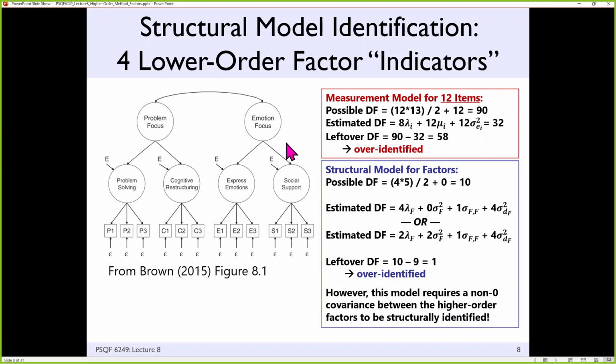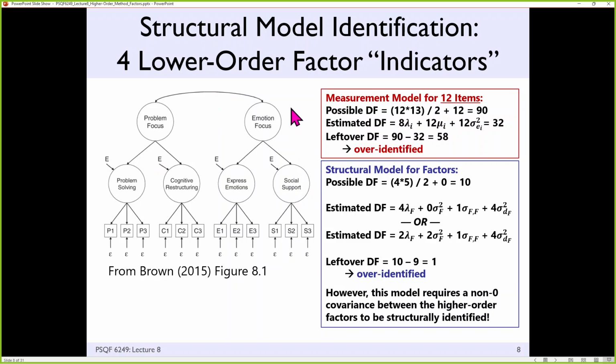Here's an example of multiple higher order factors. This is slide 8 from your textbook. So in this example, we have 4 lower order factors, 2 higher order factors. Each of the lower order factors is under-identified, but it becomes over-identified as a whole so long as this covariance between the 2 higher order factors is not 0. So it's the exact same concept as when you have 2 and 2 for your lower order factors. It is only over-identified and solvable if you have a covariance linking them together, because otherwise this would not stand on its own.